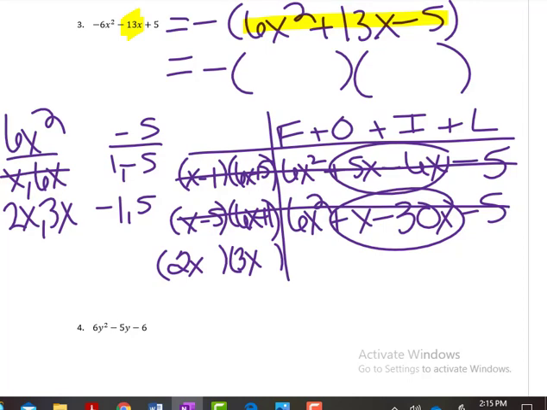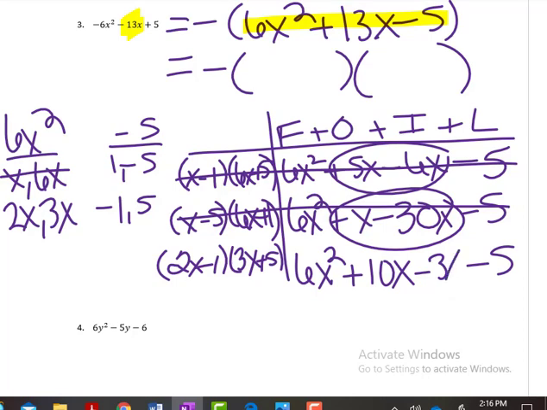And I'm going to take a look at just saying, you know, minus 1 and a plus 5, and I'm going to FOIL. So first, 6x squared, outer plus 10x, inner minus 3x, and then last minus 5. Okay, in the middle, I get a plus 7x. Right here, I need a negative 13x. All right, so that didn't work.